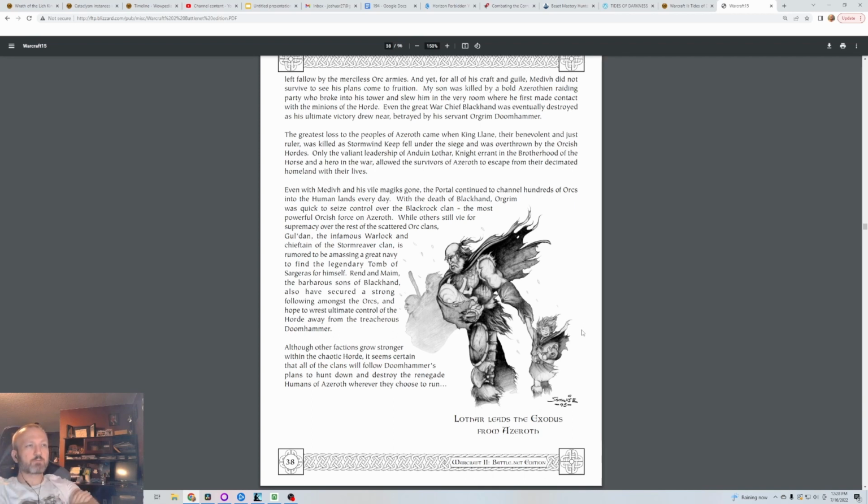The greatest loss to the peoples of Azeroth came when King Lane, their benevolent and just ruler, was killed at Stormwind Keep, fell under siege, and was overthrown by the Orcish hordes. Only the valiant leadership of Anduin Lothar, knight-errant in the Brotherhood of the Horse, and a hero in the war, allowed the survivors of Azeroth to escape from their decimated homeland with their lives. So I don't know that the assassination is part of the canon yet.